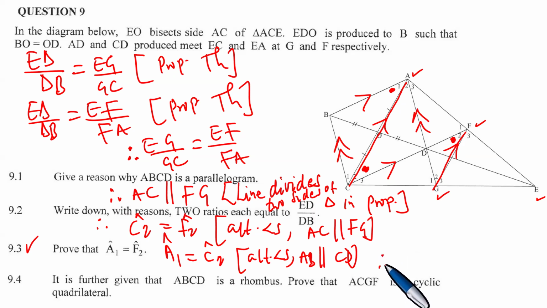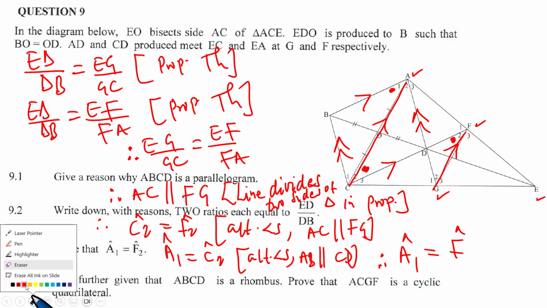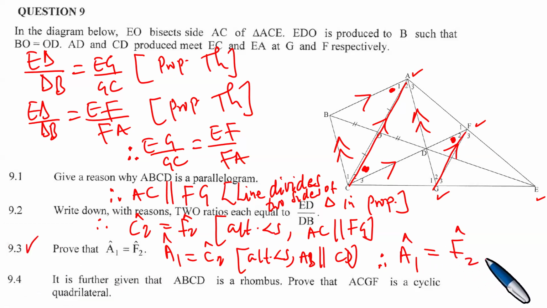Therefore, if A1 equals C2, but C2 is F2, the conclusion is that the angle A1 is equal to the angle F2, because F2 is C2, and C2 is A1. It means A1 is F2. Okay, so we have been able to achieve this. We have been able to prove that angle A1 is equal to the angle F2. Where's the question here? It was to prove that angle A1 is F2.